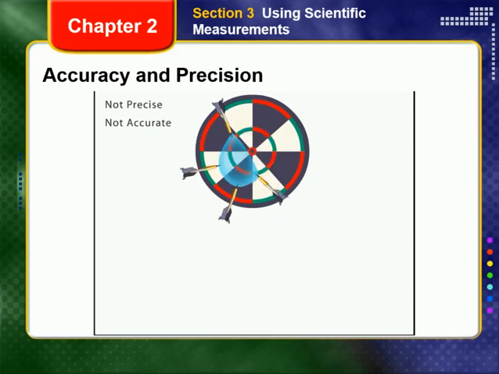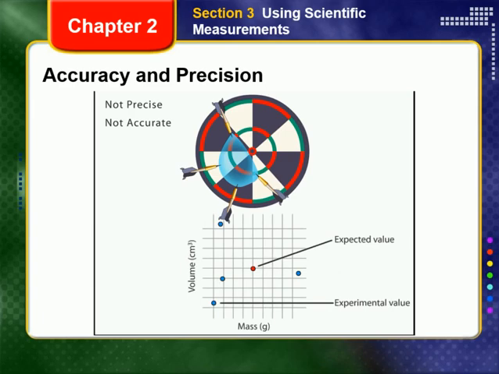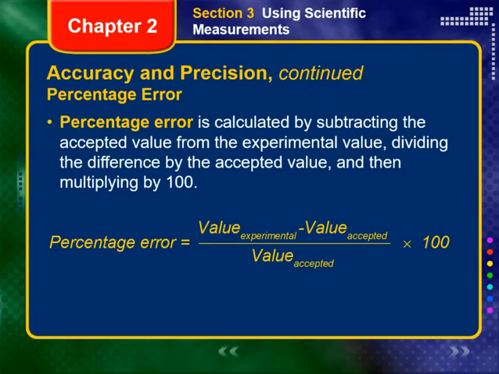Here we have a set of throws that are neither clustered together nor very close to the target. This set of throws is not precise and not accurate. These experimental results, likewise, are not precise and not accurate. The accuracy of an individual value or of an average experimental value can be compared quantitatively with the correct or accepted value by calculating the percent error.